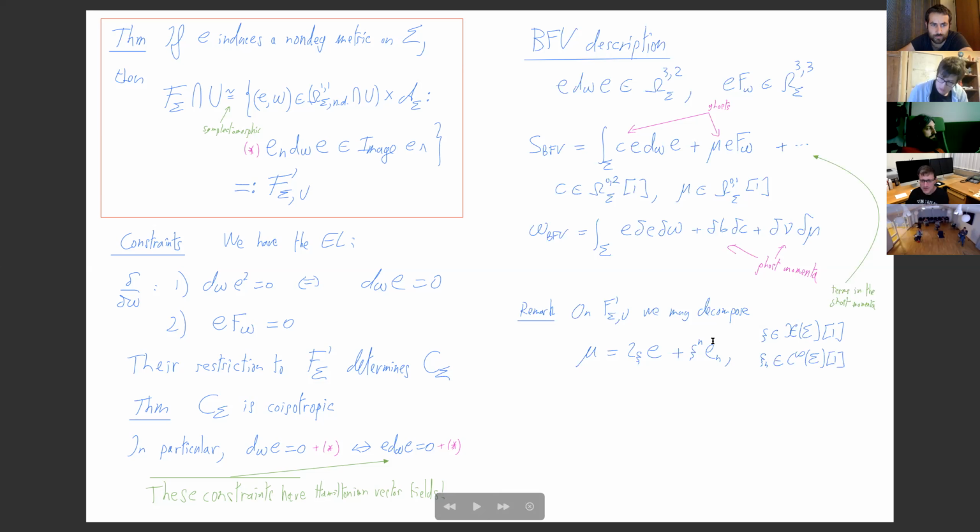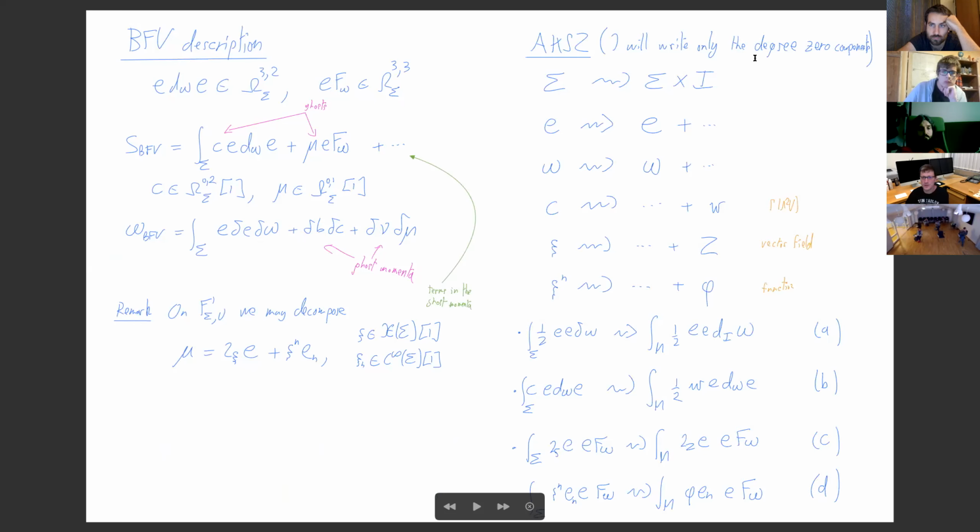There is some observation that makes the AKSZ construction a bit better. Namely, since the E are linearly independent, you can write a 0-1 form as follows: as the contraction of the given E with a vector field, plus the given En and some functions. So instead of taking a 0-1 form, now we take a vector field and a function. And both are shifted by 1.